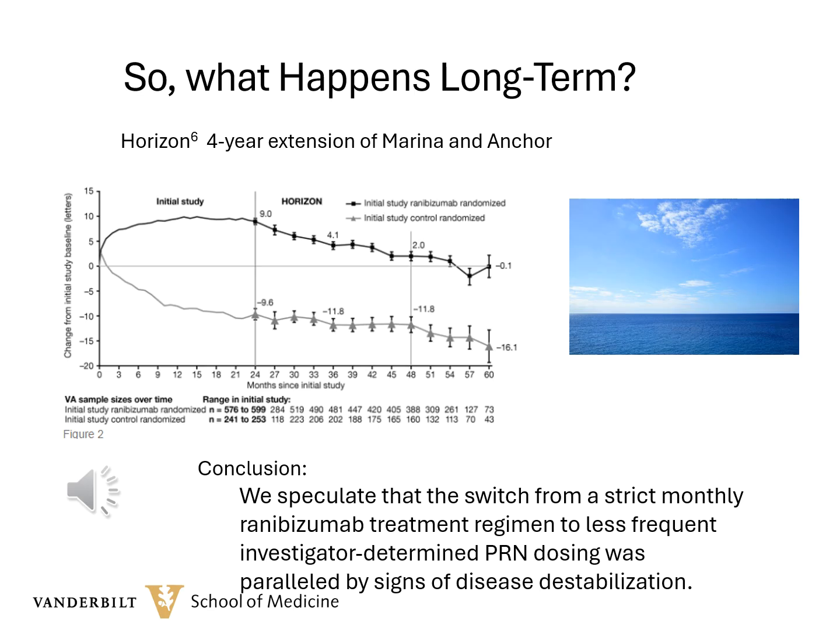The Horizon study was a 4-year extension of the Marina and Anchor patients. And you can see that after the study finished, the vision, which is the top line, gradually worsened and got back to baseline. And in retrospect, when they looked at this, they found that if the patient kept on their monthly dosage, the vision remained fairly stable. However, those that did not keep that strict protocol, those were the patients that tended to lose more vision.